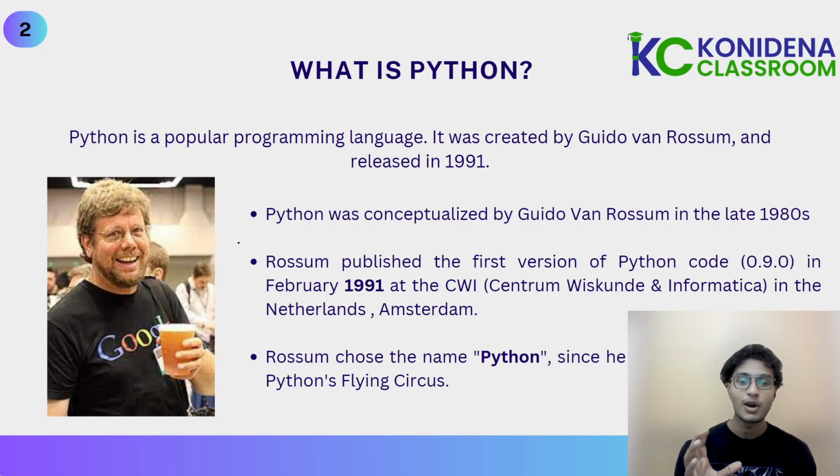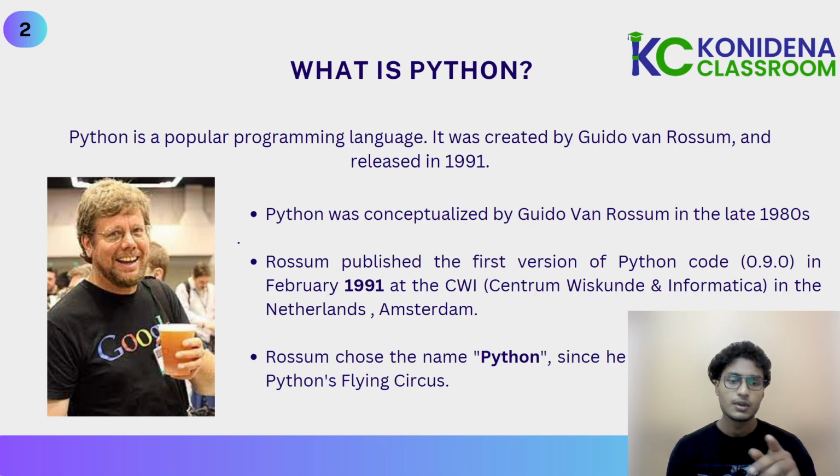You don't have to worry about whether he had a pet snake called Python that died eventually, and then he had to name the language after it because he was emotional. No. I used to believe that, so I'm just making it up. That's not true. It happened because of Monty Python's Flying Circus.